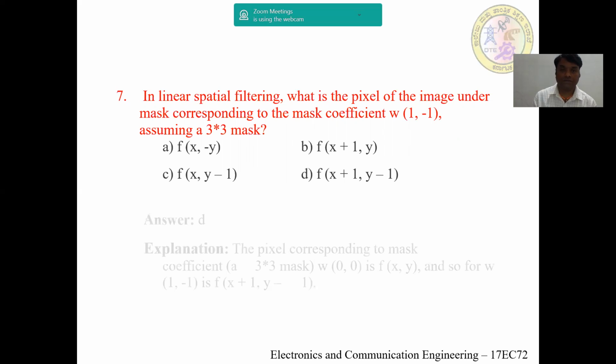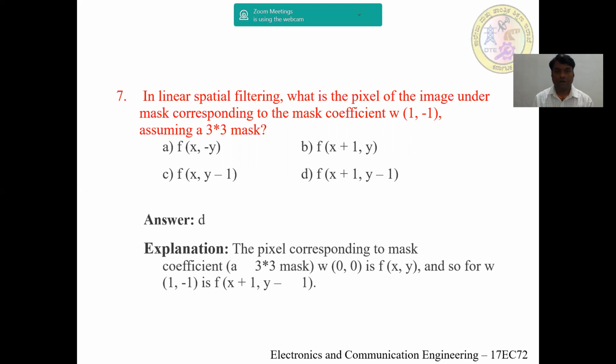The answer is D, that is f(x+1, y-1). The pixel corresponding to mask coefficient of a 3 cross 3 mask, W(0,0), is f(x, y), and so for W(1,-1) it is f(x+1, y-1).